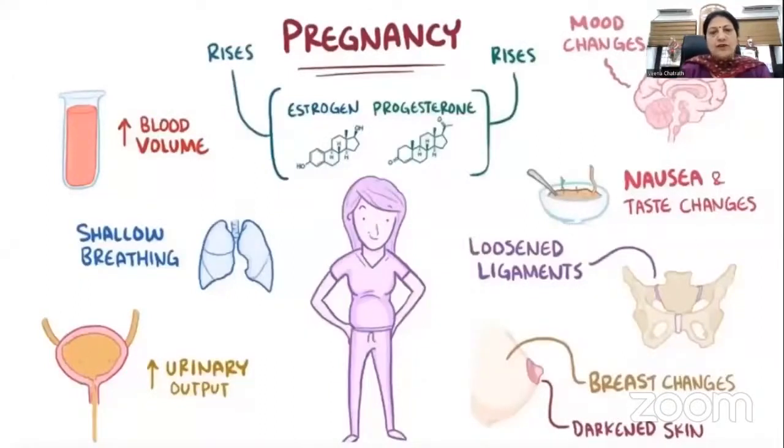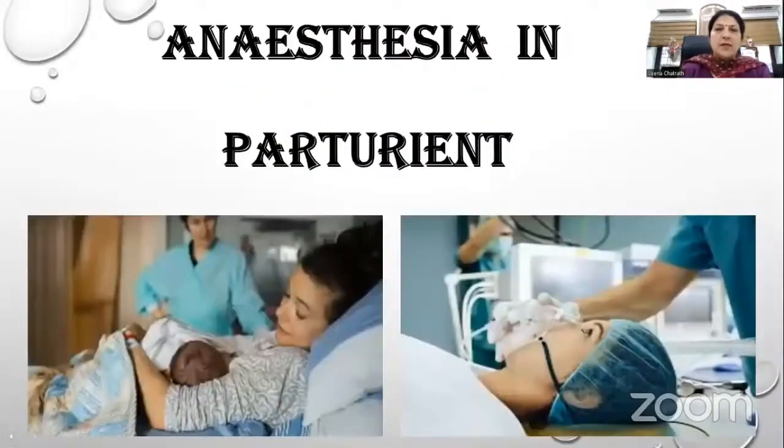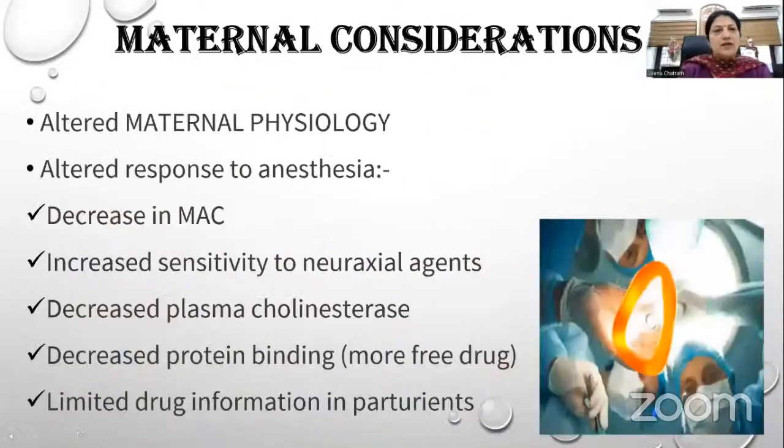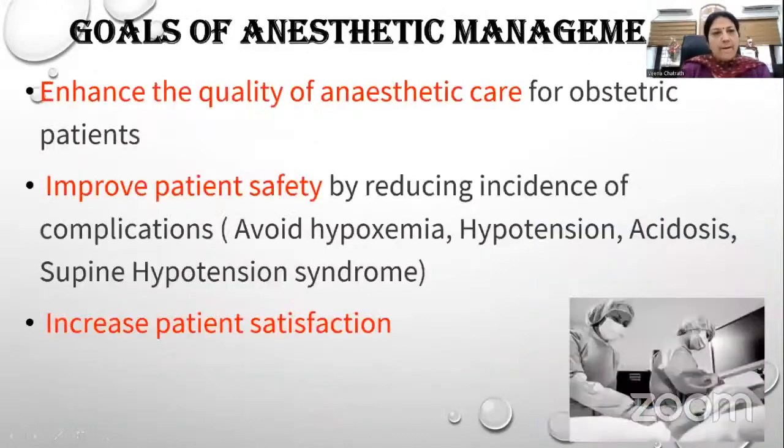So this is the pictorial view of the physiological changes of pregnancy. So coming over to the anesthesia part, anesthesia in parturient. Due to the altered maternal physiology and the altered response to anesthesia, there is decrease in MAC, as I have already discussed, and increased sensitivity to the neuraxial agents. There is decreased plasma cholinesterase level, which leads to the variable effect of succinylcholine. There is decreased protein binding, leading to increased free levels of the drugs in the plasma, and limited drug information in parturients is available.